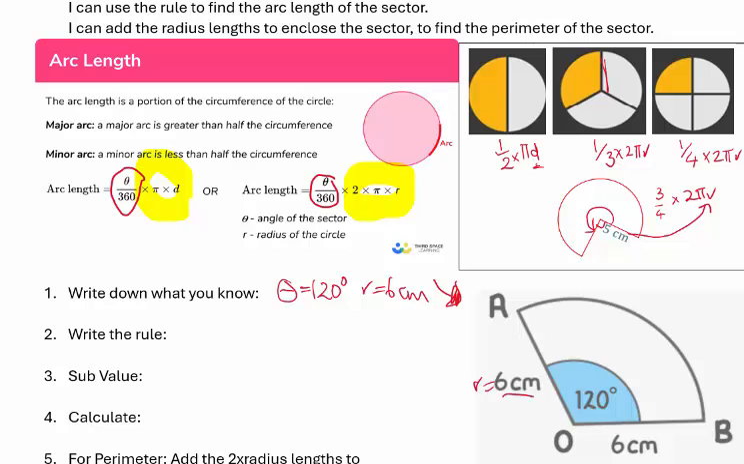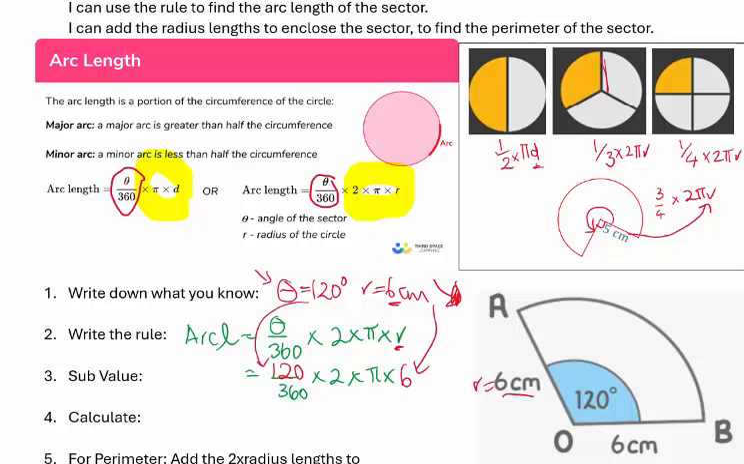Now we'll write the rule for that. So my arc length equals angle over 360 times 2 pi r. I highly recommend you write it every time, because that way you will remember it. Now I'm going to sub the values. Theta, so this angle is 120, and radius is 6. I really encourage you to write out what you know, because then it's easier to sub the values.